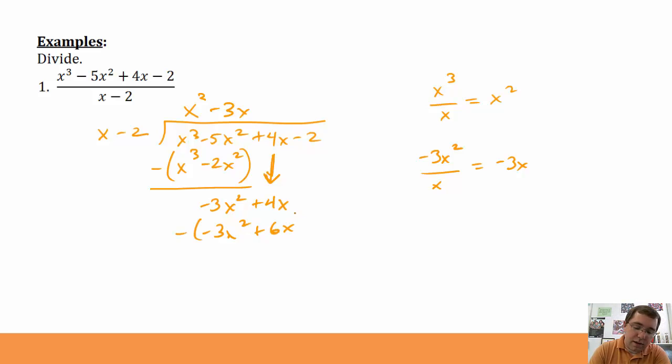Then I subtract, putting that in parentheses. Negative 3x squared minus negative 3x squared is 0. 4x minus 6x is negative 2x. I bring down that minus 2.